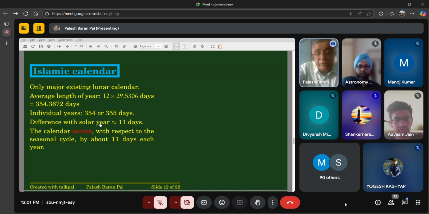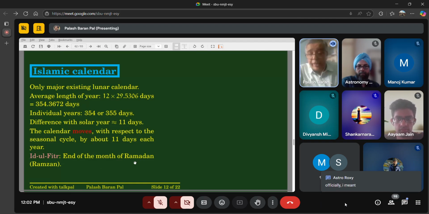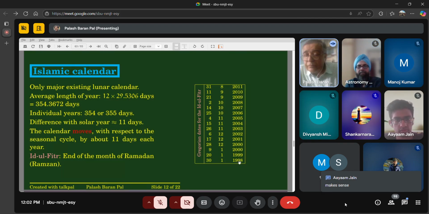As you see, this creates a difference with the solar year of 11 days. So this calendar moves with respect to the seasonal cycle by about 11 days each year. Let's look at the date for Eid al-Fitr as it comes on the Gregorian calendar. In the Islamic calendar, the Hijri calendar, it's the end of the month of Ramadan, Ramadan in Arabic or Ramzan in Persian. So how does it figure in the Gregorian calendar? I'm giving some old years for a reason, I will explain it now.